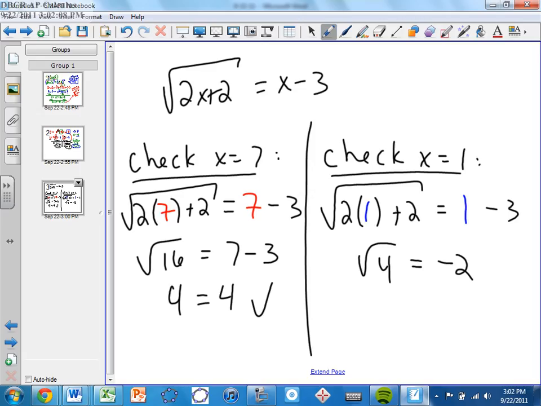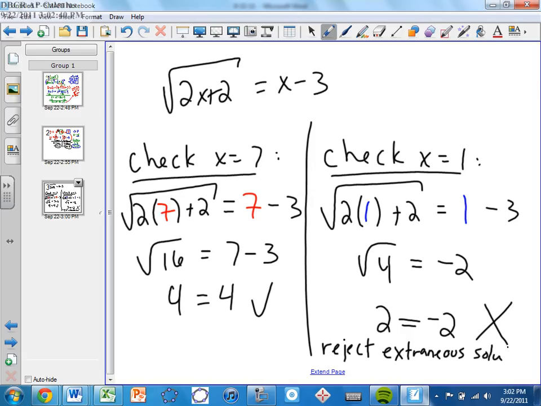Now, when you take the square root of a number, it really has 2 answers, positive or negative, plus or minus 2. When you check these answers, we are only looking at the positive root. So if you need to write that down, write that note. We're only looking at the positive root. And this will say 2 equals negative 2, which is not true. So we reject this answer. Again, we accept this one over here. Here we're going to say reject the extraneous solution.